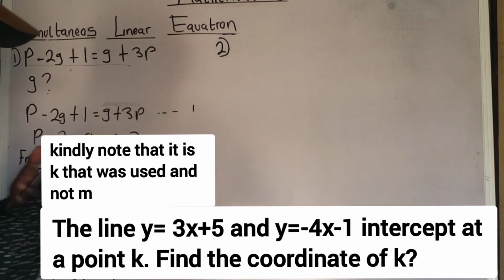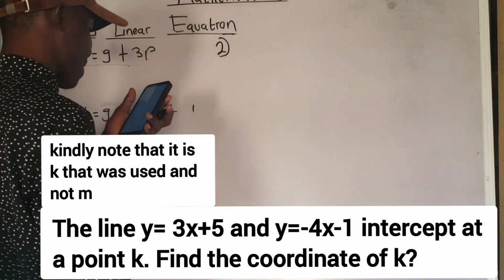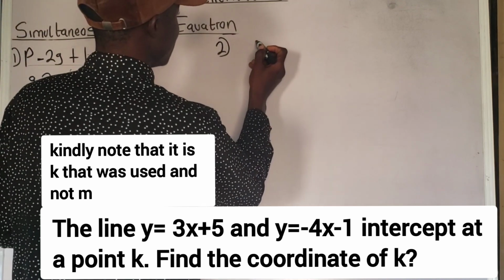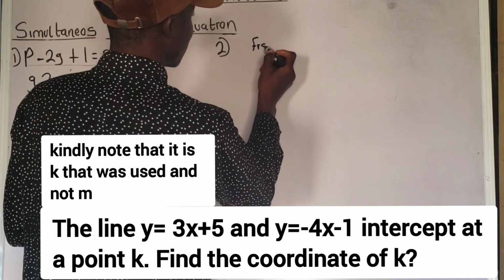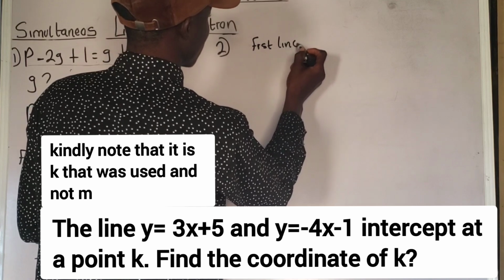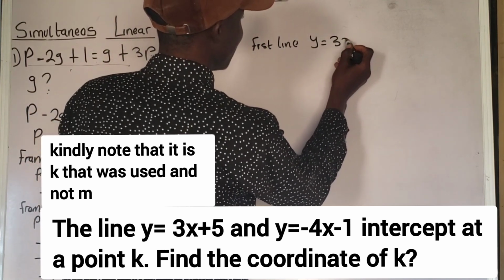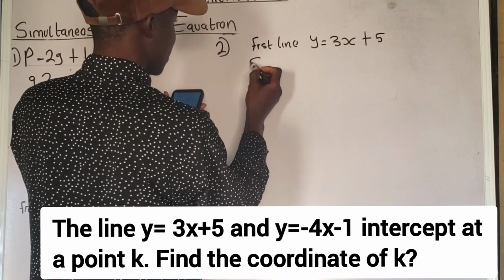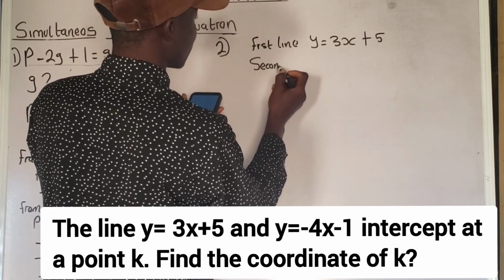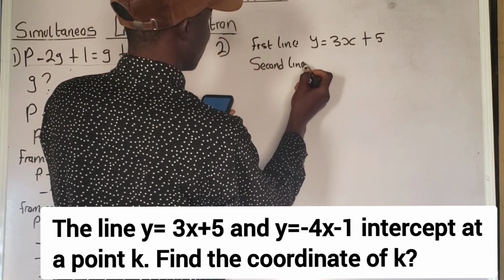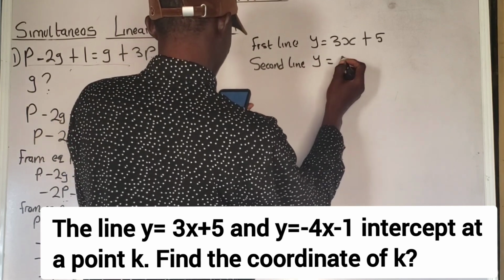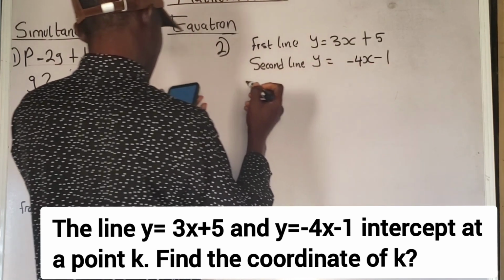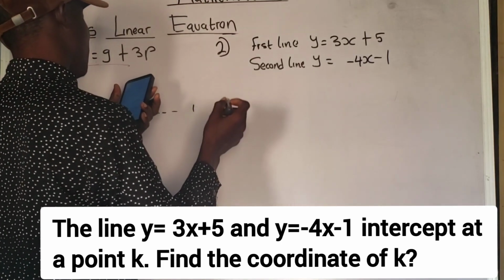Okay, now we are given that the first line is y equals 3x plus 5. The second line is y equals negative 4x minus 1. You understand? They intersect at a point K.